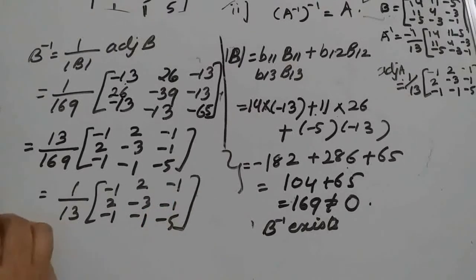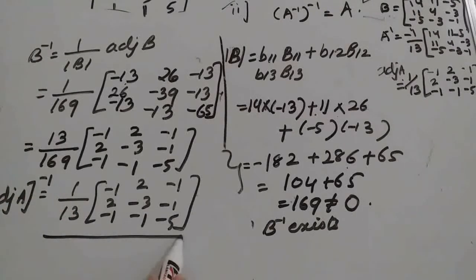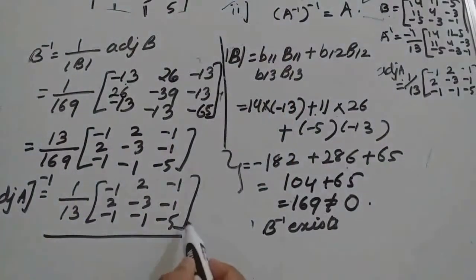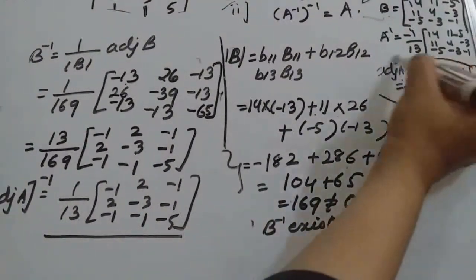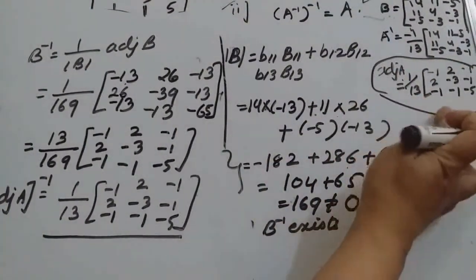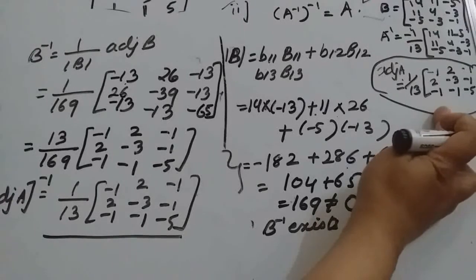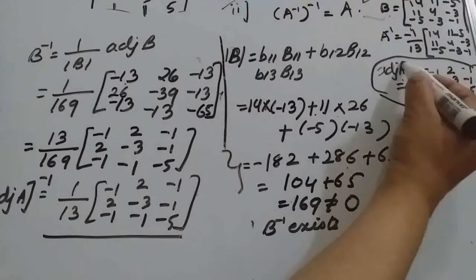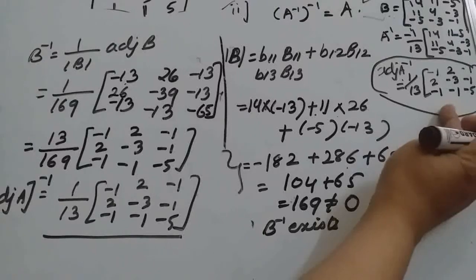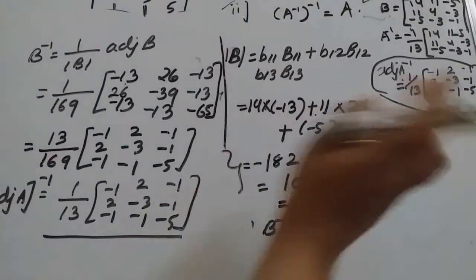Okay, B inverse means what? B we have supposed as adjoint A, so adjoint A inverse. So this is LHS of our expression, and this one is RHS of adjoint of A inverse, RHS of the expression. So verified, isn't it?